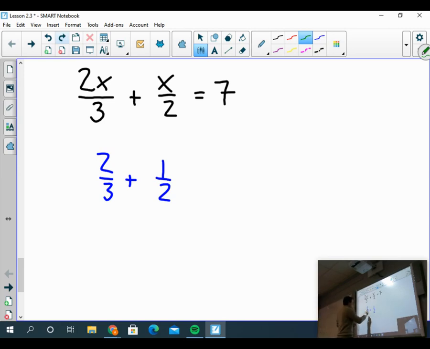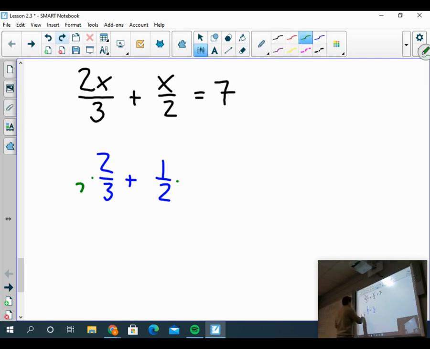So I look here, I've got 3 and I've got 2. What would be a good common denominator? Well, I would do 6. So I'm going to change both of these fractions to have a denominator of 6. But I'm not going to fundamentally change them, because I'm going to multiply them by the exact same thing on top and bottom. So if I look at 2/3 here, I want to have a denominator of 6.